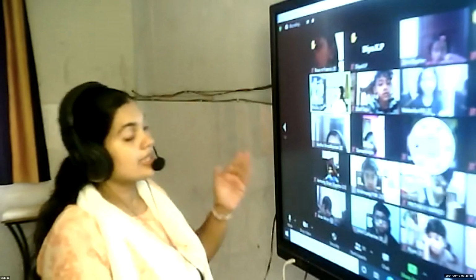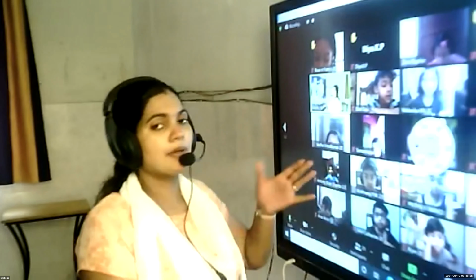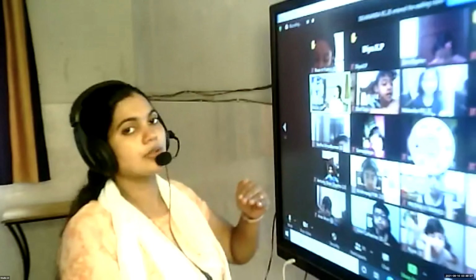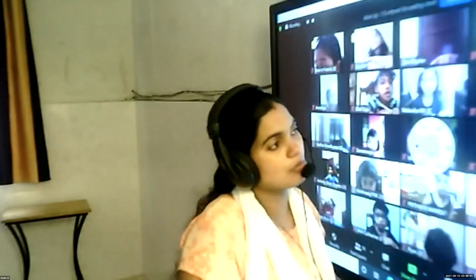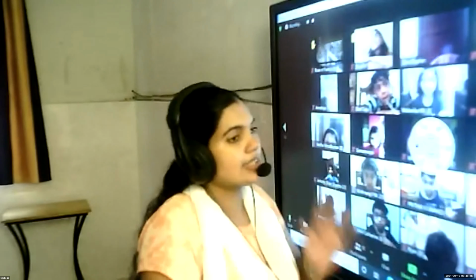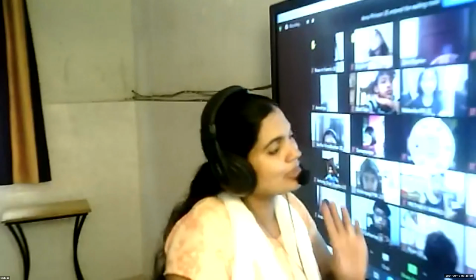So these are the steps. First, we have to count the number of digits. If the number of digits are equal, then we have to go to the next step, that is we have to compare the hundreds. If the hundreds are equal, we have to compare the tens. If the tens are equal, we have to compare the ones. If hundreds, tens and ones are equal, then the numbers will be equal, and we can put the equal to sign.